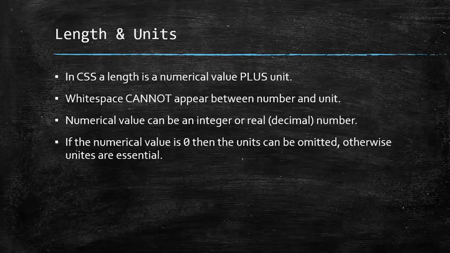Now the numerical value can be an integer or a real number, that's a decimal number. And if the numerical value is 0, you can forget the units, because it doesn't matter whether you're talking about 0 centimeters or 0 millimeters, it's going to be the same. So if the numerical value is 0, then you can forget the unit. Otherwise, you have to include the unit with your measurement.